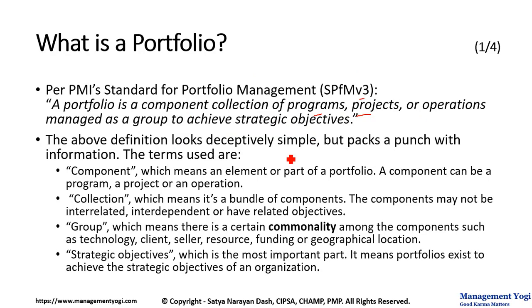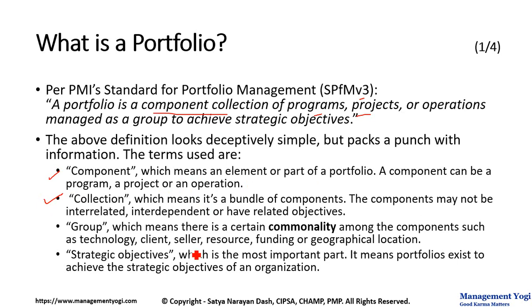The above definition looks deceptively simple but packs a punch with information. The terms used are component. So it is, as you can see, component collection, which means an element or part of the portfolio. A component can be a program or a project or an operation, or all three can be components. Then you have collection. Collection means it is a bundle of components. The components may not be interrelated, interdependent, or have related objectives, but they are bundled together.